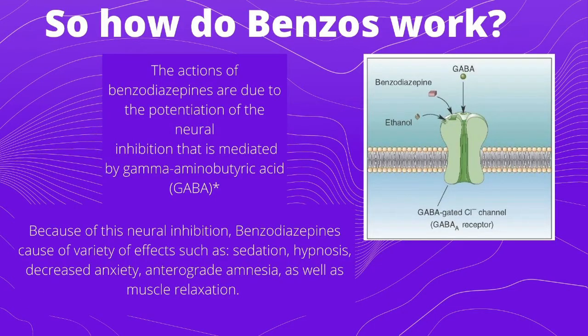So benzos are known to enhance the inhibitory transmitter gamma-aminobutyric acid, which is known as GABA. So GABA acts to inhibit neural activity because of the extent to which it decreases the action potential of a neuron. By expanding this action potential curve, GABA slows the rate at which cells of the central nervous system fire.